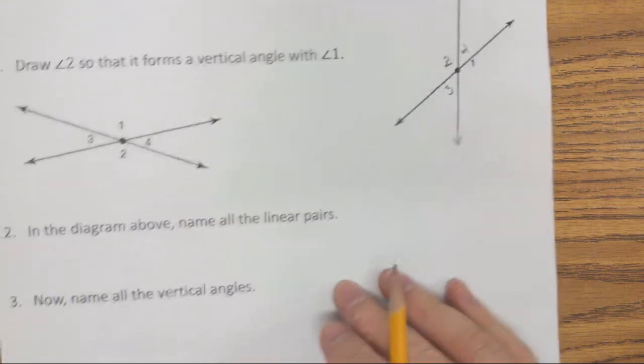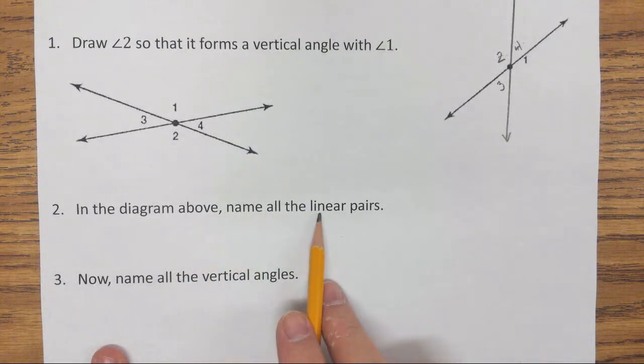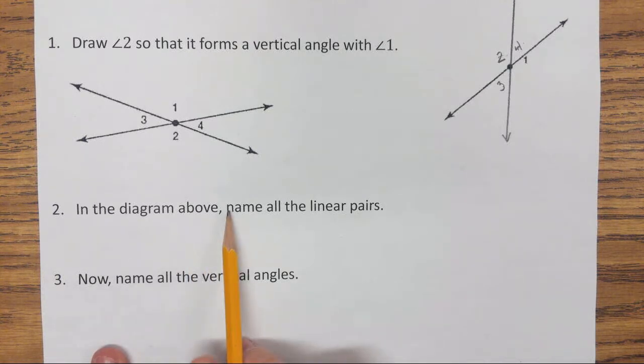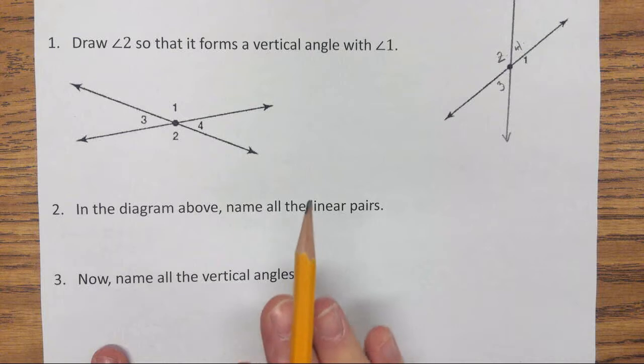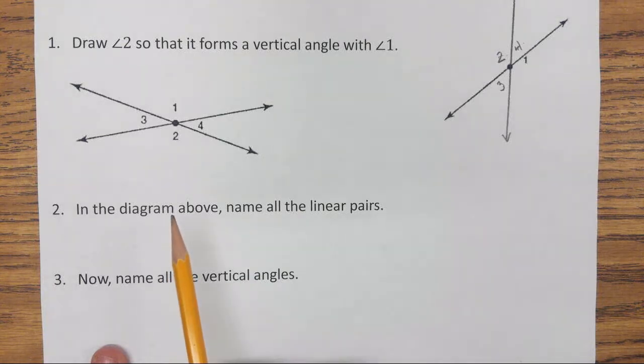Kind of crazy. All right, this says in the diagram above, name all the linear pairs. Linear pairs? I thought we were talking about vertical angles. I'm trying to be tricky. Okay, linear pairs. Remember, linear pairs are adjacent angles whose non-common sides form a straight line.